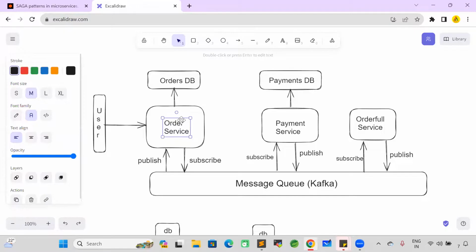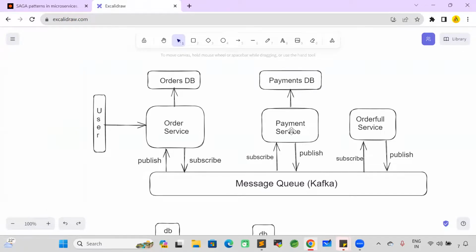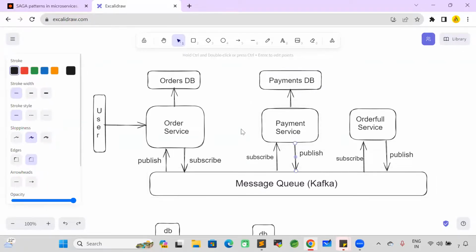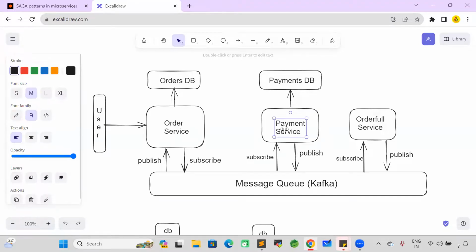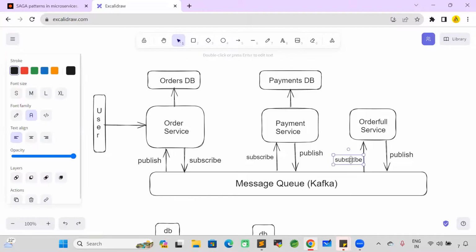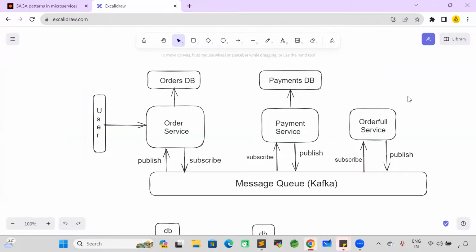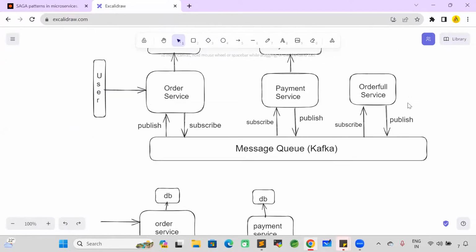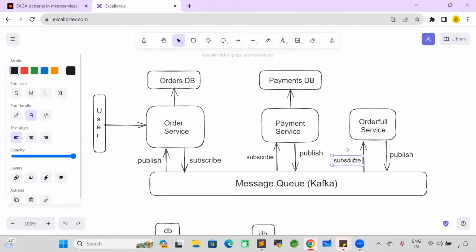When the order is created, it will publish a message to the topic. When the message is received by the Kafka topic, the payment service will listen to that topic and the payment process will happen. Once the payment process is completed, it can be a failure or a success, then it will publish an event to the topic. That event will be listened to by the order fulfillment service, which will confirm the order or cancel the order. We are going to implement this tomorrow. This is choreography, yes. In the same way, we can give one more example for orchestration also. Okay, fine. Thank you.